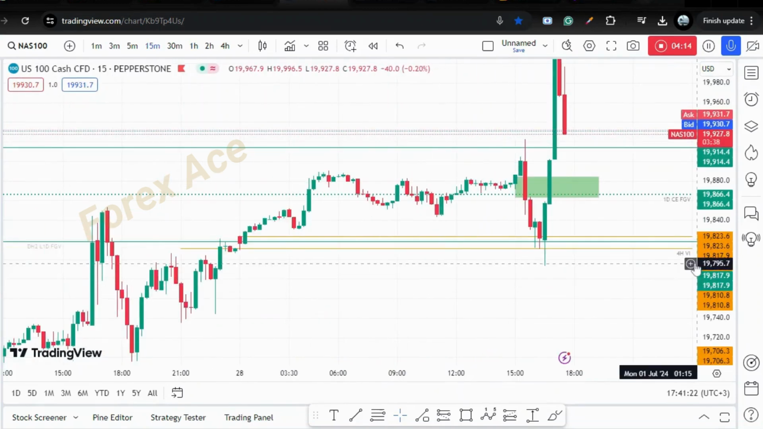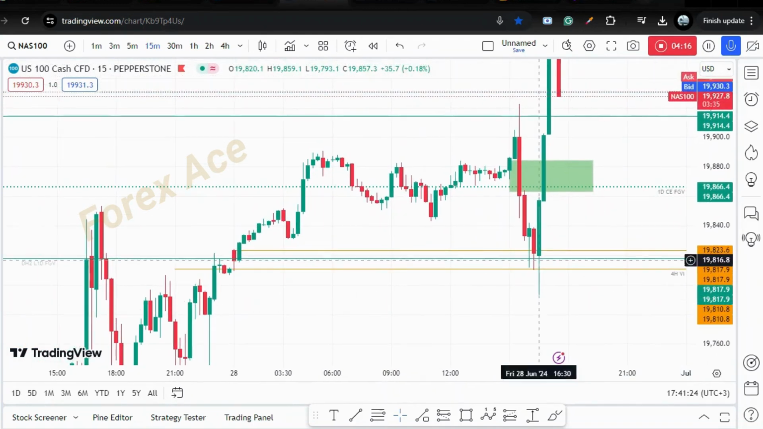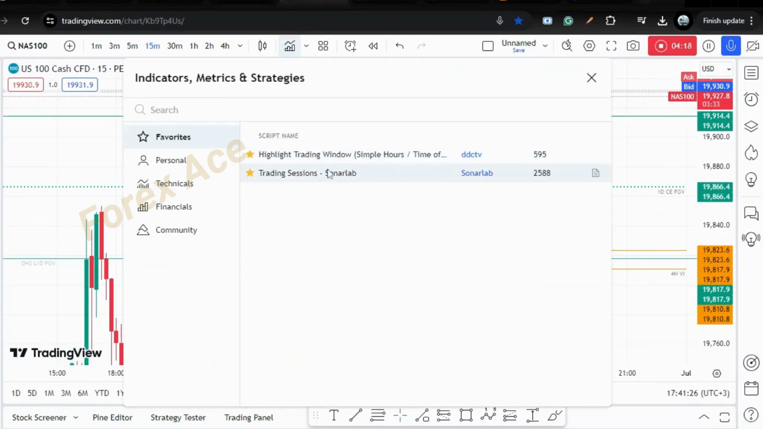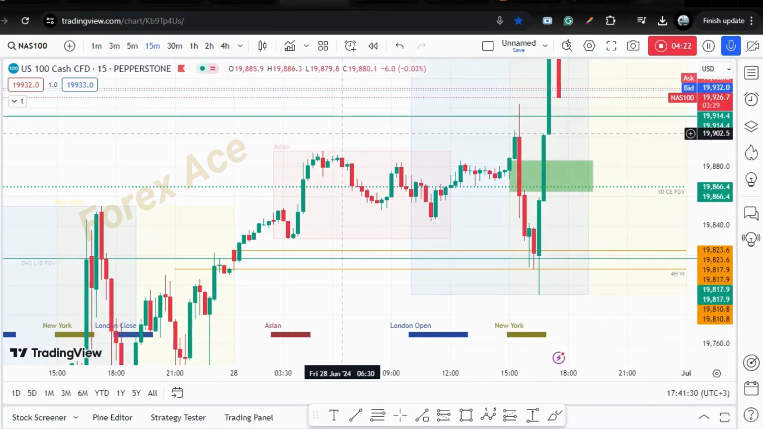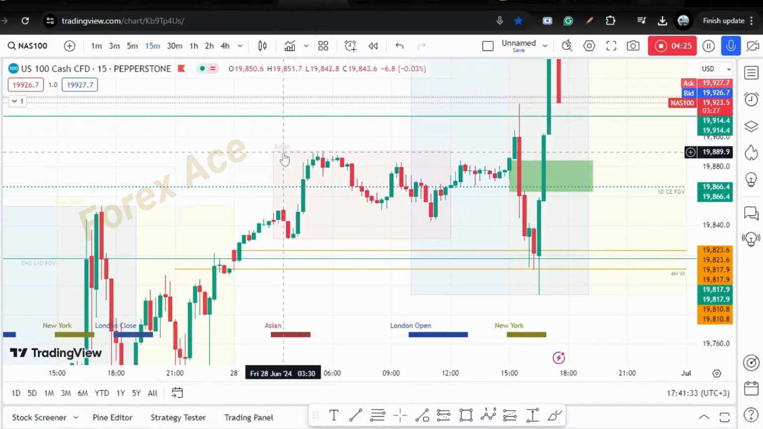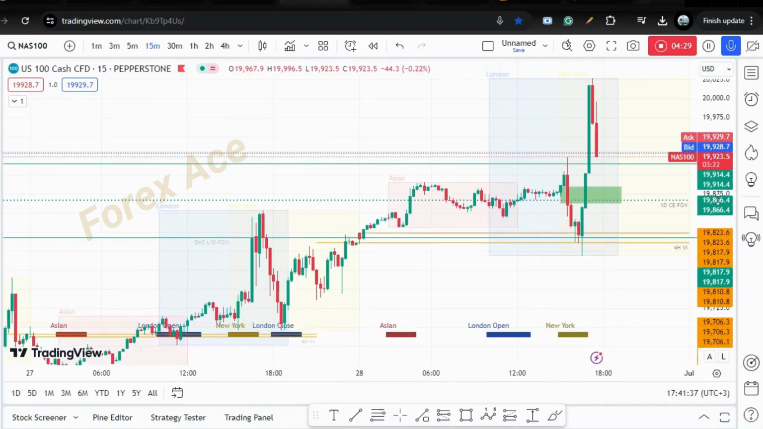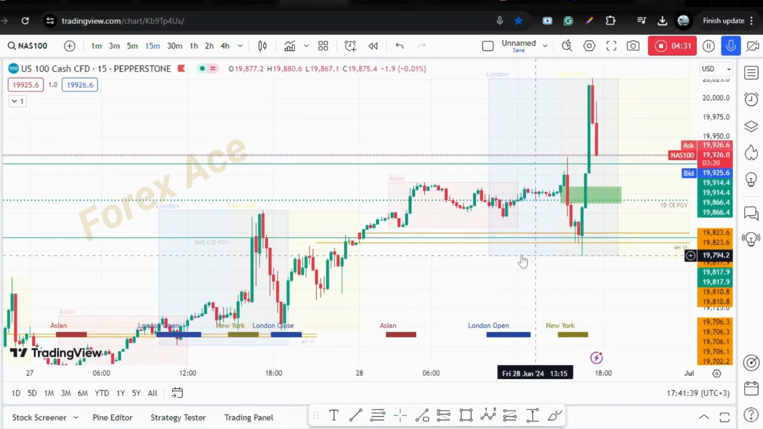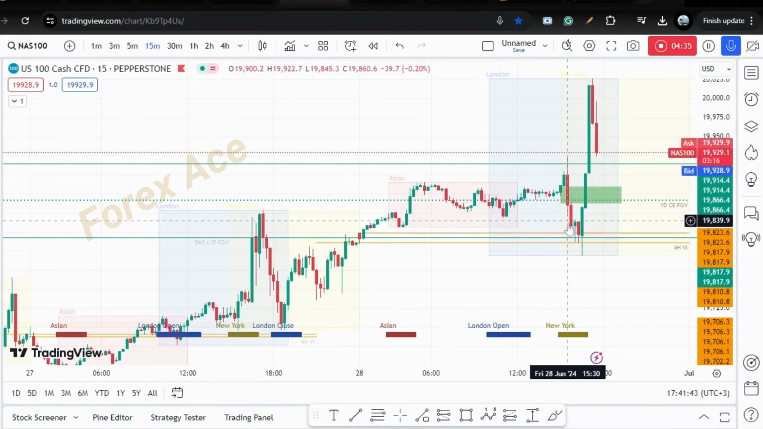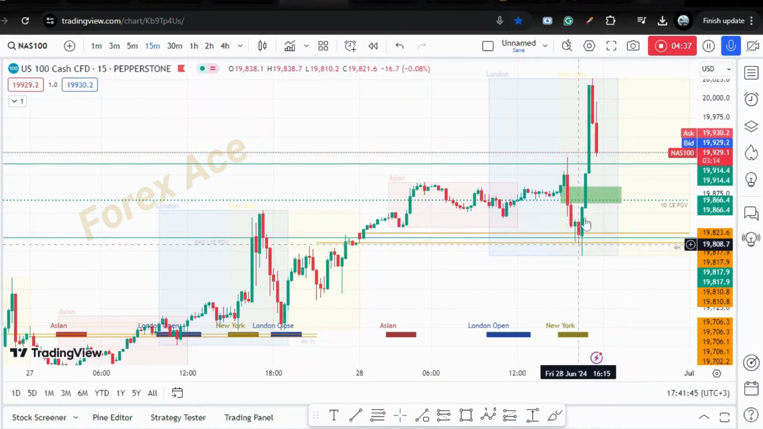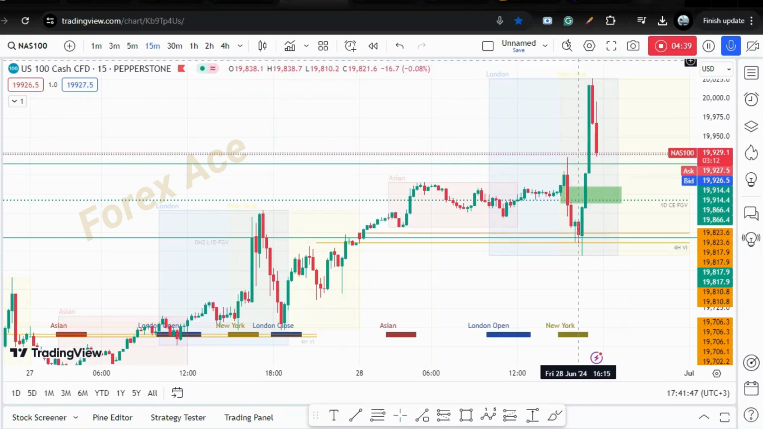So in the 15 minutes time frame, I used this indicator to know the session high and session low. So look at this. This is the Asian session. Then this is the London session. Okay, and now the New York has opened. When New York opened, during the New York London overlap, we saw this move.